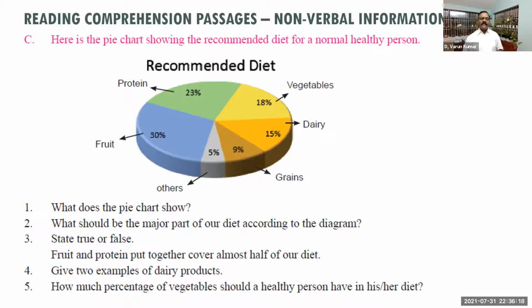How much percentage of vegetables should a healthy person have in his diet? So look at the vegetables. So 18% of vegetables should be taken as our diet. It is for a healthy person's diet. So vegetables play an important role, as we know. So this is the pie chart and reading comprehension.